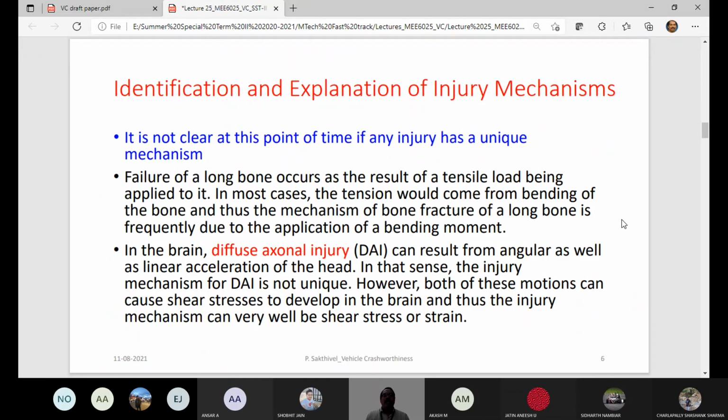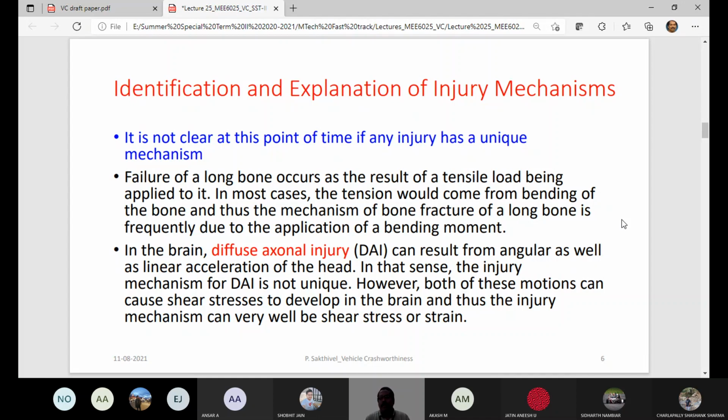Then coming to the first objective, identification and explanation of injury mechanisms. So what does that mean? If you say injury mechanism, it is not one unique mechanism that is there. It is as it is for a structure. If you say vibration noise in a vehicle, there is not one unique source that causes it. There are many sources and there are many ways that energy gets transferred, and they are classified into structurally transferred energy or through air transferred energy.